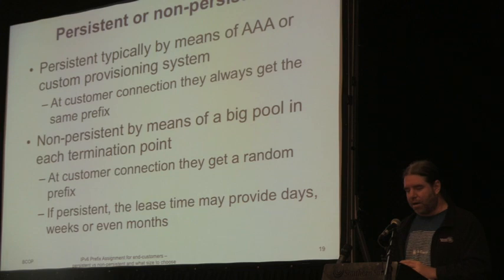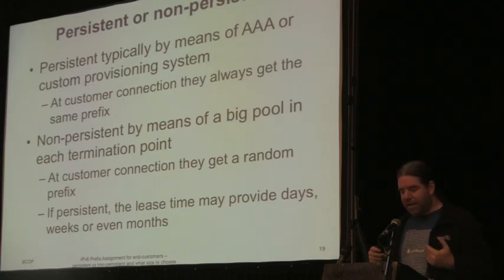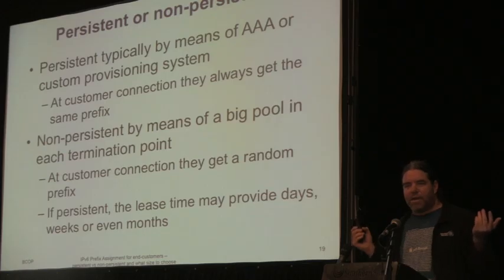Okay, persistent or non-persistent. Persistent typically means that in AAA or a custom provisioning system, you put in the prefixes that are tied to a username or whatever authentication mechanism you're using for your network. That means that every time this user reconnects to the network, he will get the same prefix assigned, and his devices will operate out of the same prefix in your internal network. Non-persistent means a big pool in each termination point, and then when people connect, they dynamically get IPv6 prefixes out of that pool, and basically when they reconnect, they can get a completely different prefix from before.